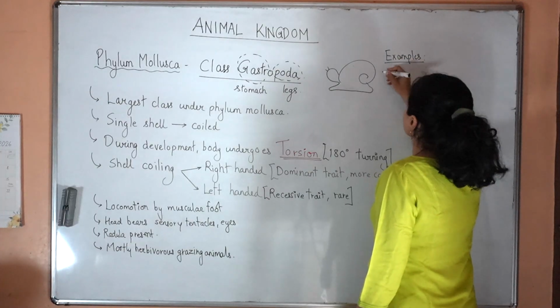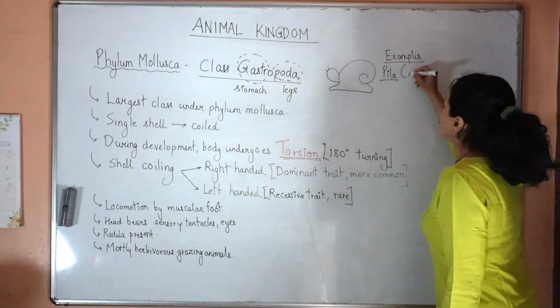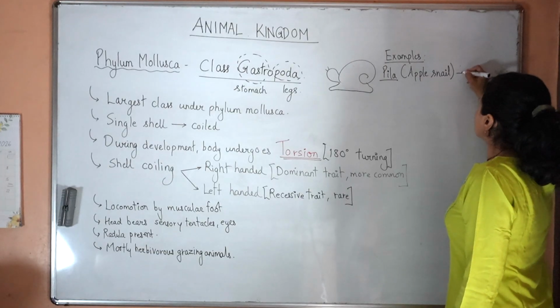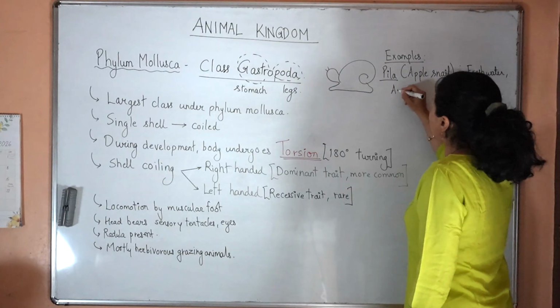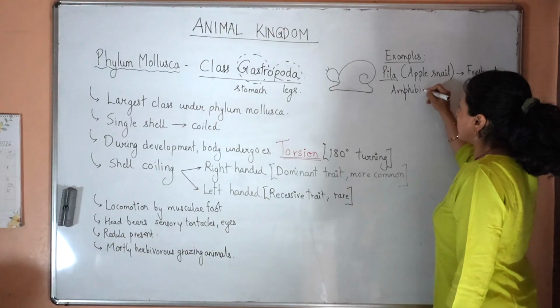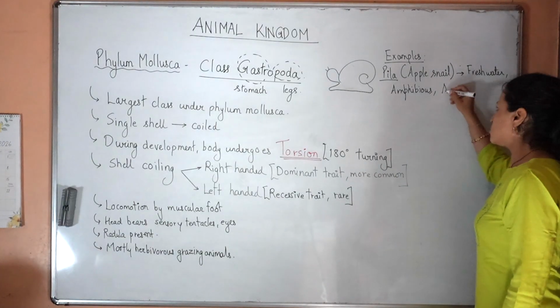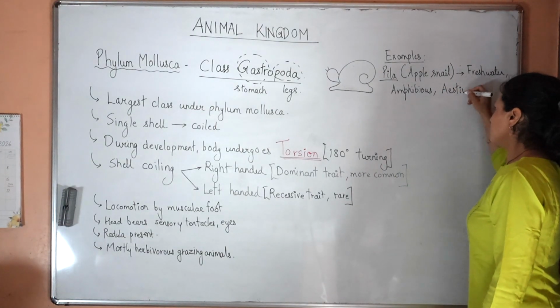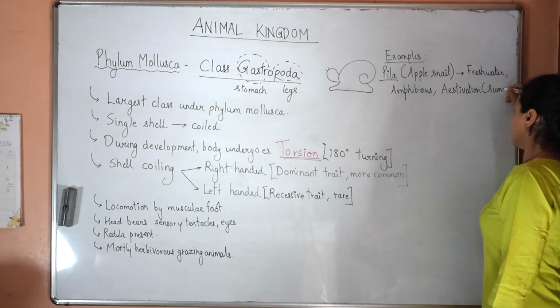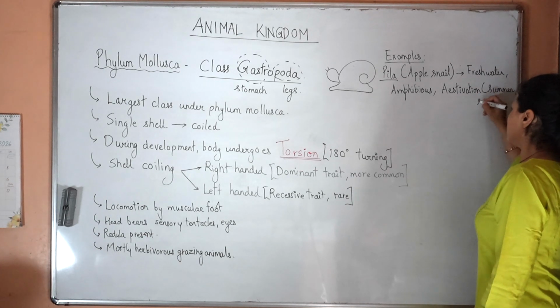The most common example is Pila, which is called the apple snail. It's a freshwater snail. It is amphibious in nature, which means it requires water plus land. It shows the property of aestivation. Aestivation means summer sleep; it undergoes hibernation in summer.